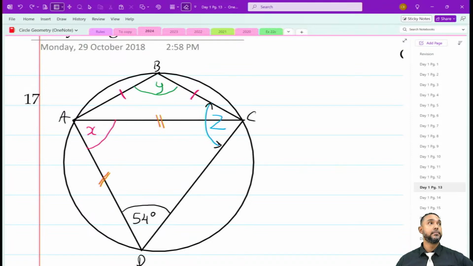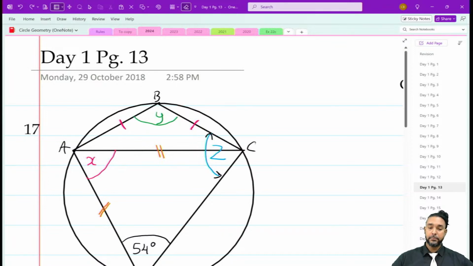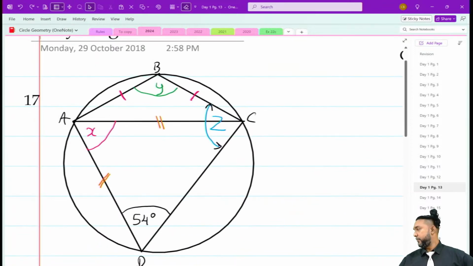Sorry, what? That's the question. Z is the whole angle here, and x is just this piece. So I'll give you a few minutes to play around with that. All right?